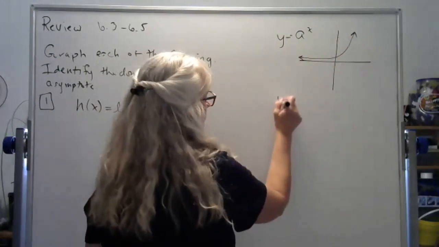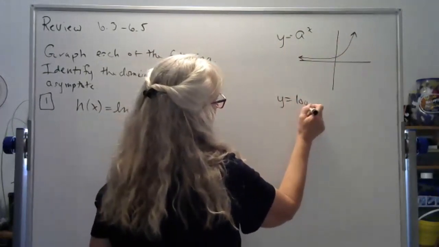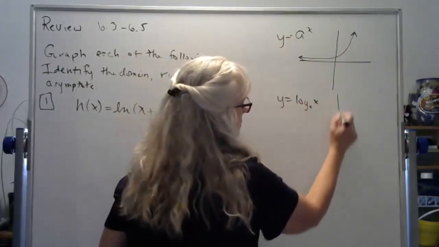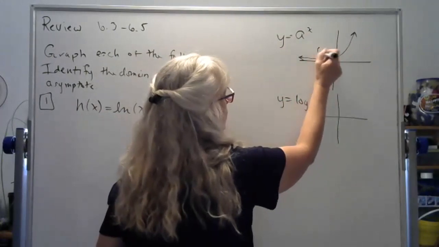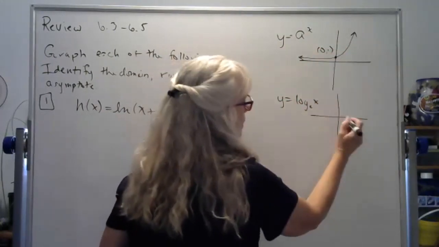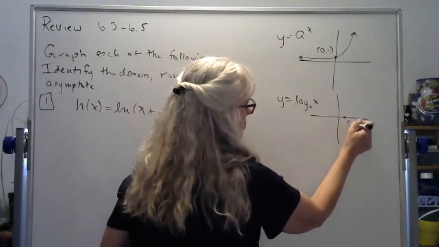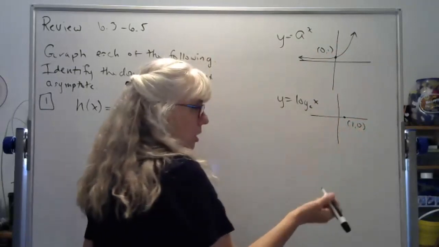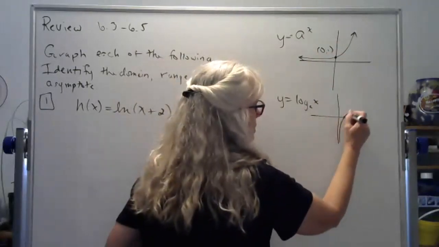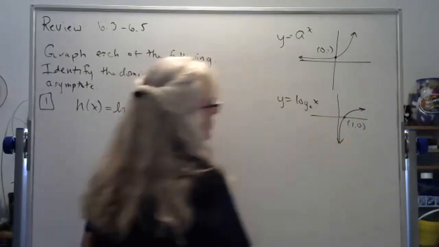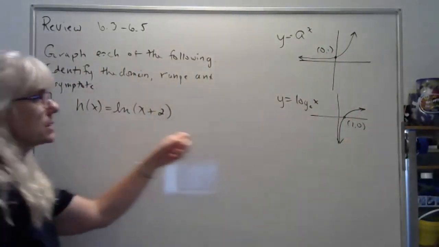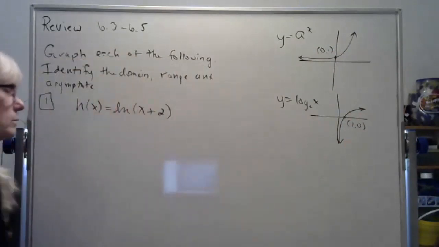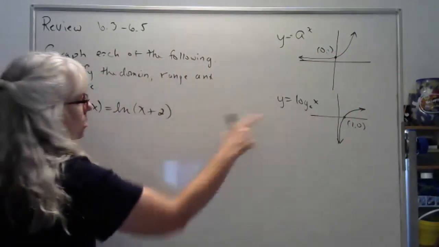The log graph then is the inverse of that. So all we have to do is to take that picture, take this point that's at 0, 1, and reflect it over the x equal y line, and we end up with a picture that looks like this. So you need to know those 2 base graphs, because we're going to base our work for this off of this. So we know that we have a log graph.